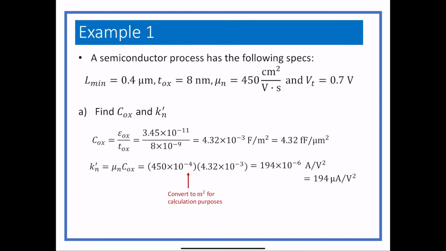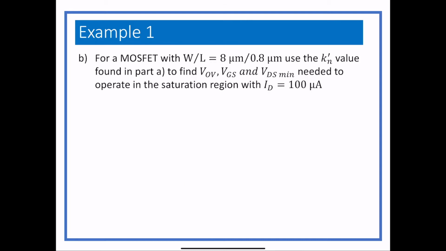So, now that we have that, we've made a MOSFET out of it, and we have a width-length ratio of 8 micrometers per 0.8 micrometers, and we're going to use the process transconductance parameter from the first part and find the overdrive voltage, VGS and VDS minimum needed to operate in the saturation region with the ID equals to 100 microamps.